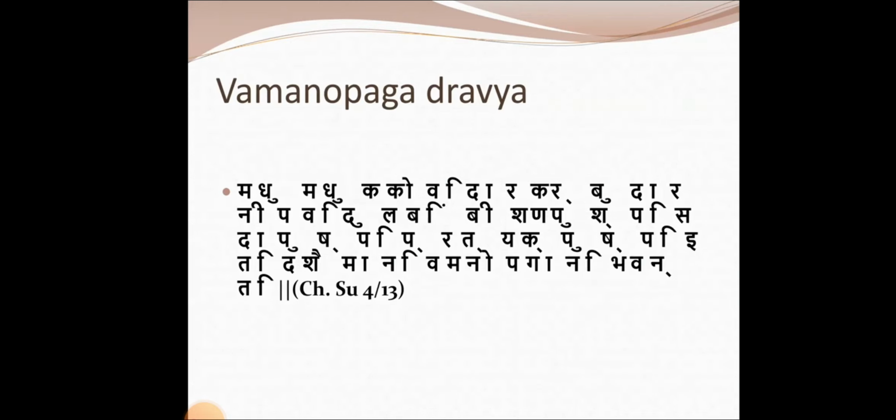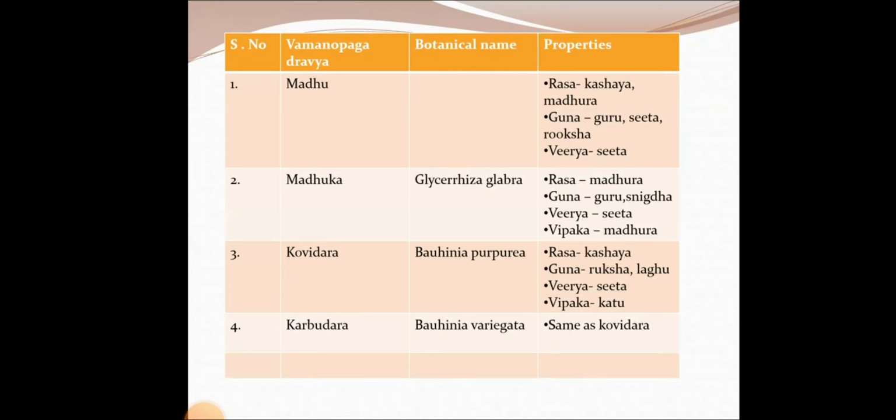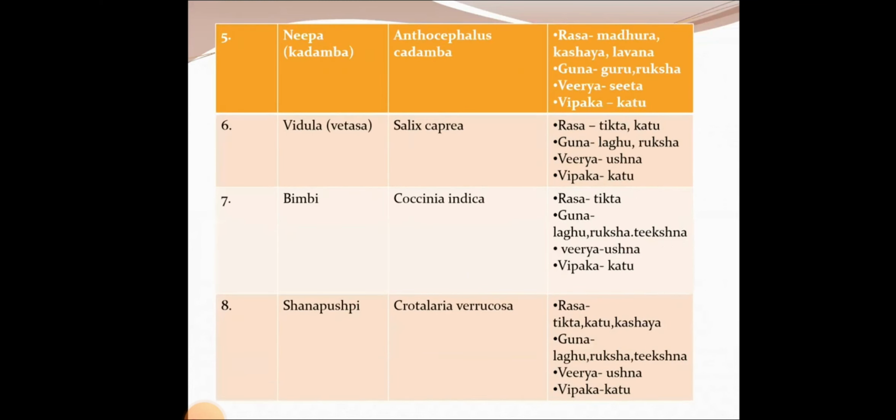Next slide, please. This Vamanopaga Dravya Madhu, the properties are Kashaya Madhura Rasa, Guru, Shita, Ruksha Guna, Shita Virya. Madhuka, it is Glycyrrhiza glabra, you know. Madhura Rasa, Guru Snigdha Guna, Shita Virya, Madhura Vipaka. I'm not going into these details. For Nipa and Vidula, the botanical name, Rasa, Guna, Virya and Vipaka are there. You can go through it. It's not that important.